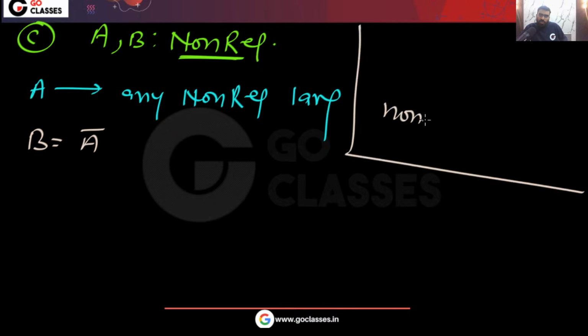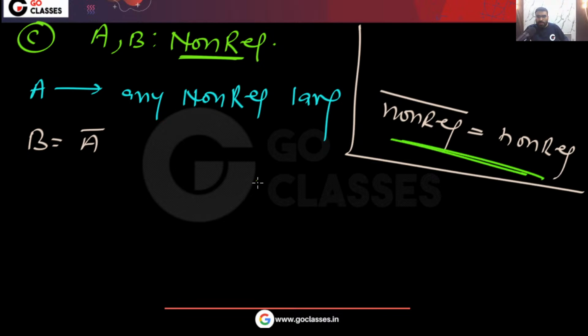If you have a non-regular language, the complement will always be non-regular. Remember, the complement of a non-regular language will always be non-regular. So you can take any non-regular language, whatever you want. Now, you can take B equal to A complement. That also will be non-regular.